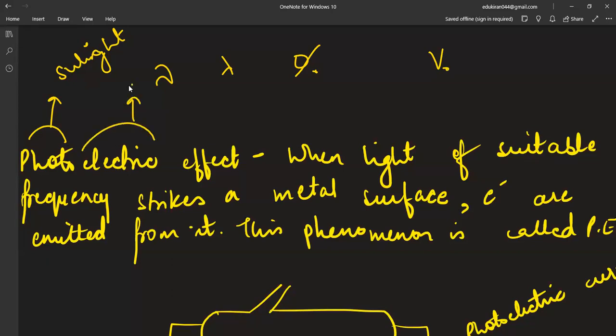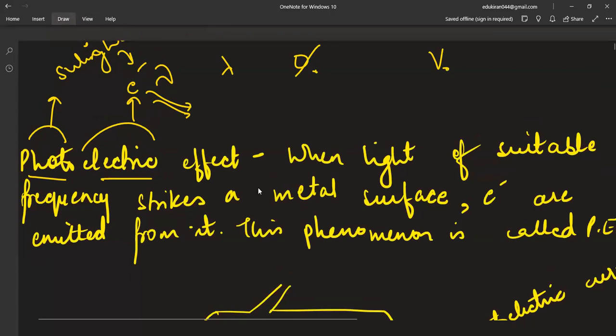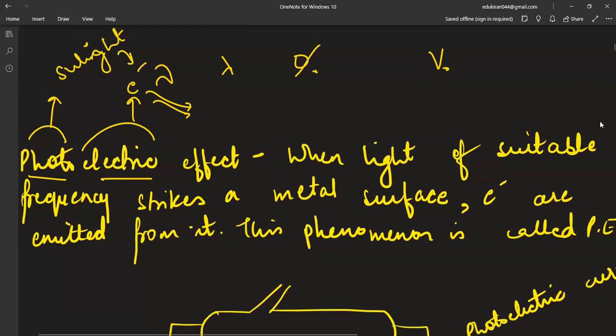Photoelectrons. Here electrons are getting emitted. So sunlight is in turn getting the electrons ejected from the metal surface. Photoelectric effect: when light of suitable frequency strikes a metal surface, electrons are emitted from it. This phenomenon is called the photoelectric effect.